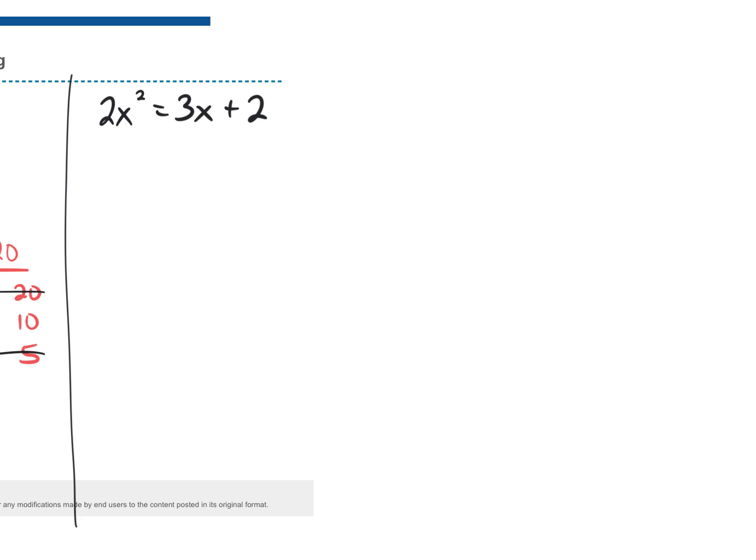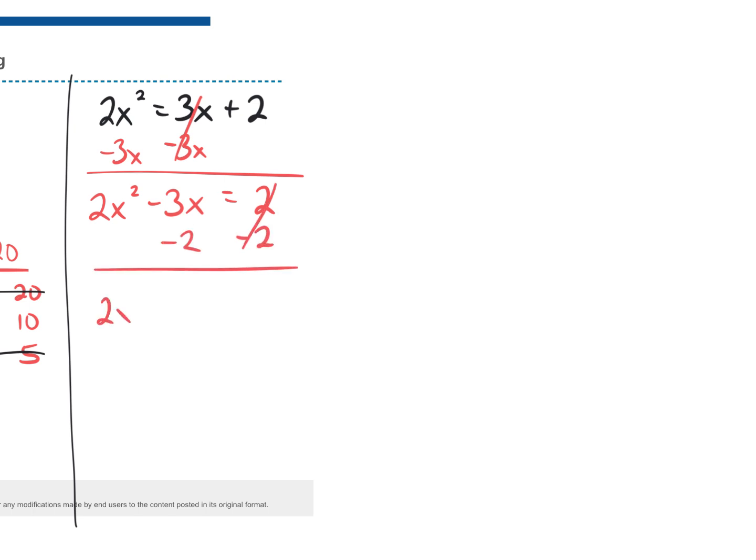Okay, so how would I move these two things over? Subtract. Yep, I'm going to subtract 3x first, just so I can show it. Subtract 3x, so then I have 2x squared minus 3x equals 2. Are we equal to 0 yet? No, you have to subtract 2. I have to also subtract 2 over. So I have 2x squared minus 3x minus 2 equal to what? 0. Is that what we wanted? Yes, now we can solve.